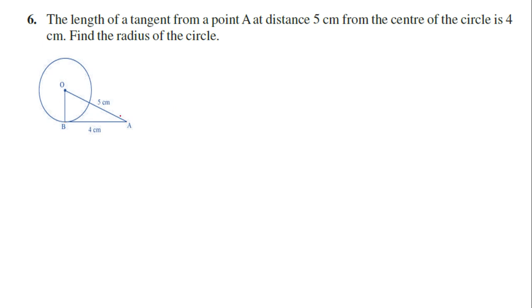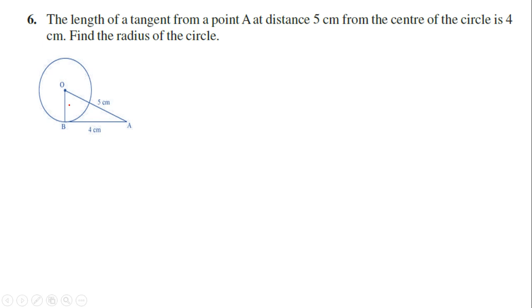This is the length of tangent from the center of the circle, which is 4 centimeter. It means the length of tangent is 4 centimeter from the circle, but from the center to the point A, another point, that length is 5 centimeter, given. See, a little bit twisted words are there, so you cannot easily recognize what they want to say.